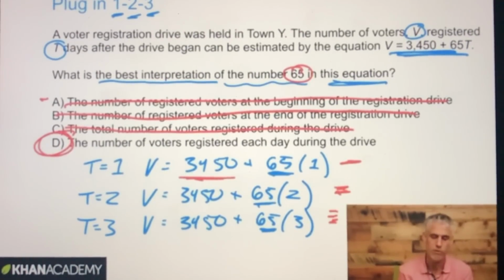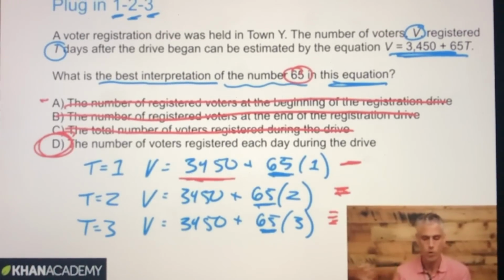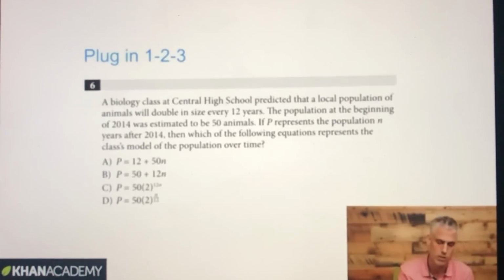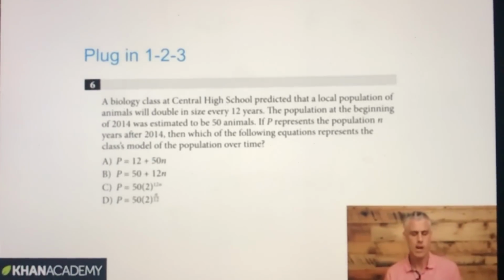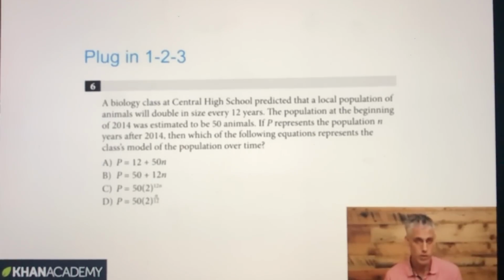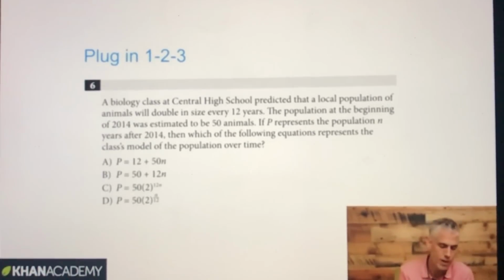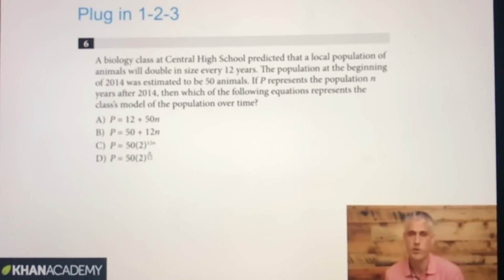And it makes sense. The number of voters registered each day during the drive. Each additional day, we have 65 more voters. So plugging in can help you make sense of questions like this as well. Okay, so let's move on to another one. This one's a little more tricky. It's about exponential growth, which is a more advanced concept. But you'll find that plugging in numbers can help here as well.